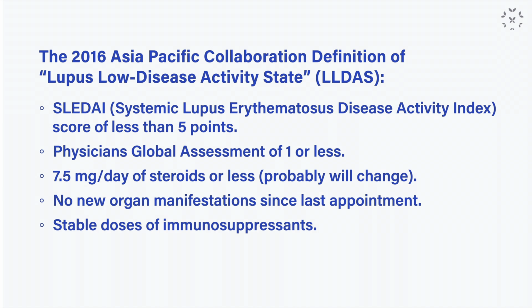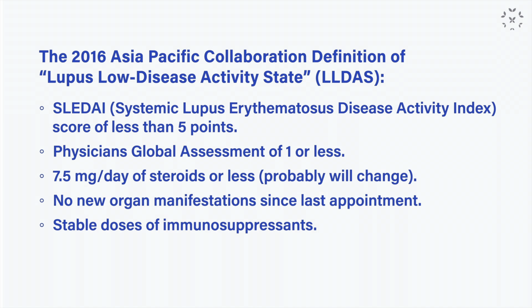There are different definitions for these, and they tend to evolve over time. One of the most commonly used ones came out in 2016 from the Asia Pacific Collaboration Group. So this is a group of lupus experts in Australia, New Zealand, and a lot of the Asian countries. And what they defined in their study is that they recommended that low disease activity, and they called it LLDAS, which stands for Lupus Low Disease Activity State, number one, the patient had to have a SLEDAI score of less than 5.